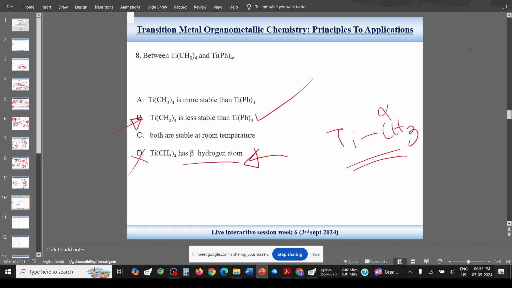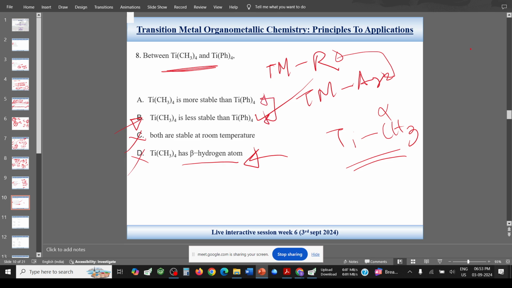Then, as we are considering the stability of these two, both may not be stable, because one is a transition metal alkyl complex and another is a transition metal aryl complex. The stability of these two cannot be the same. So option C we can also eliminate. The only options remaining are 1 and 2. So if you tick one of them, there is a 50% probability of getting the correct answer instead of 25% with all four options.